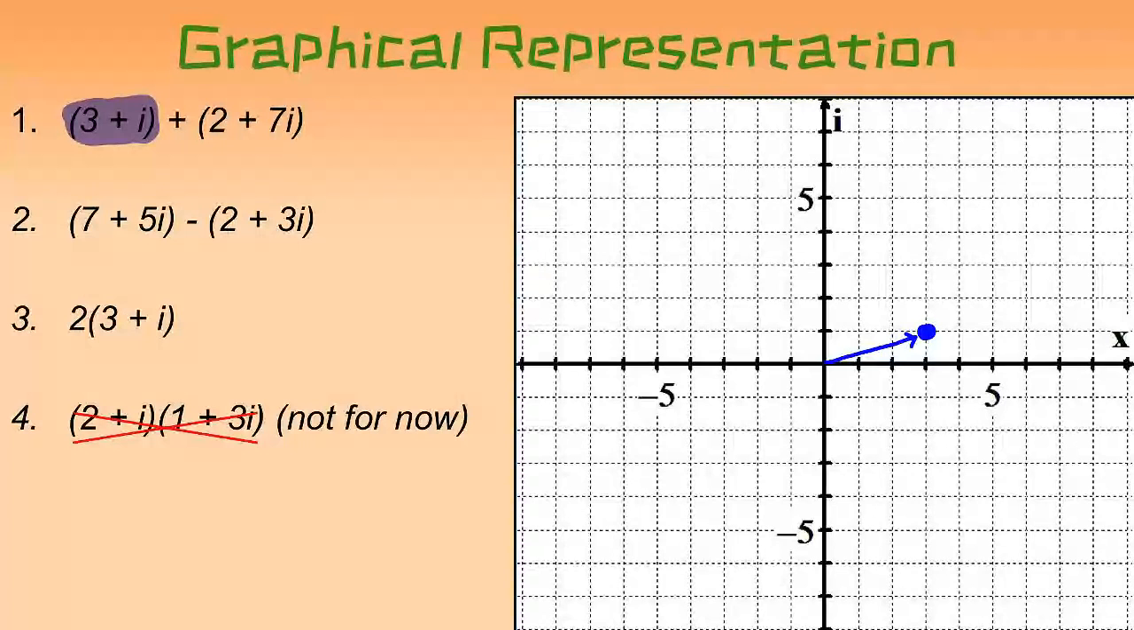All right. So there is my 3 plus i. And here is my 2 plus 7i. So 2 plus 7i right there, and this is going to go up like that. Okay, so what we do now is we take each ray and we do the same thing from the other ray.